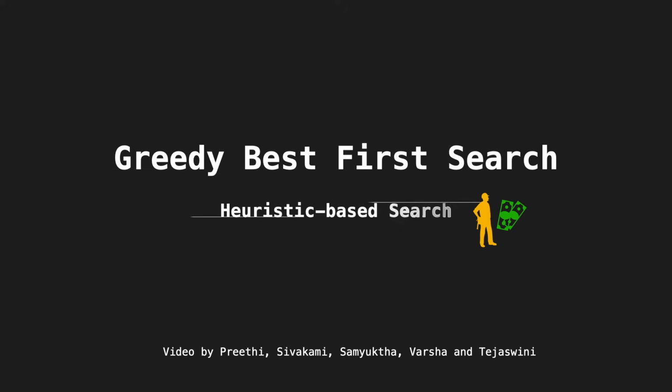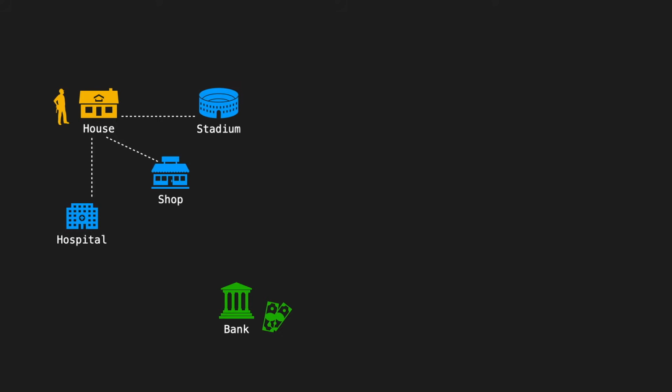Hello and welcome. In this video, we are going to learn about greedy best first search, which is a heuristic based search. Let's assume that you are in need of money and you have to go to the bank to withdraw some cash. But you're not familiar with the location. Also, you do not have any help to find the bank.